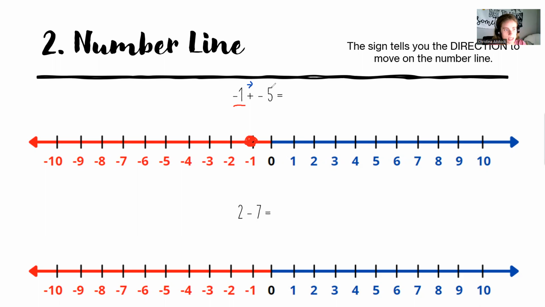And then the last number is how many spaces we need to move. But in this case, it says I need to move -5 spaces. Well, that negative there is saying, hey, we're doing the opposite of 5. So therefore, what's the opposite of going to the right? Going to the left. So we really need to go to the left 5 spaces because we're adding that -5. 1, 2, 3, 4, 5 brings us down here to a final answer of -6.